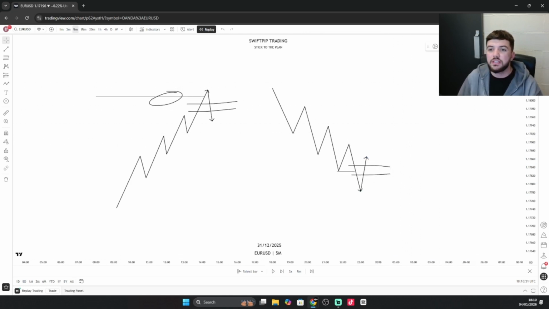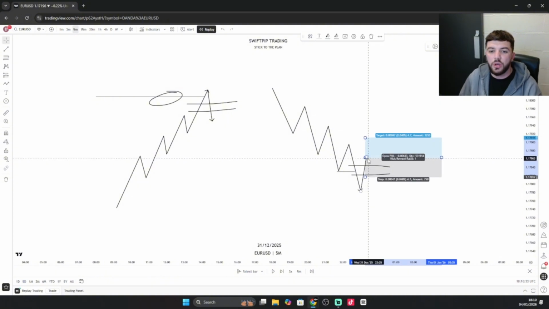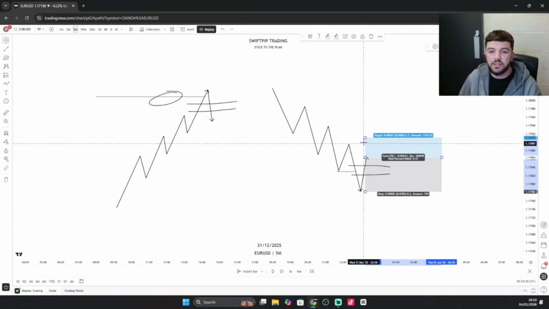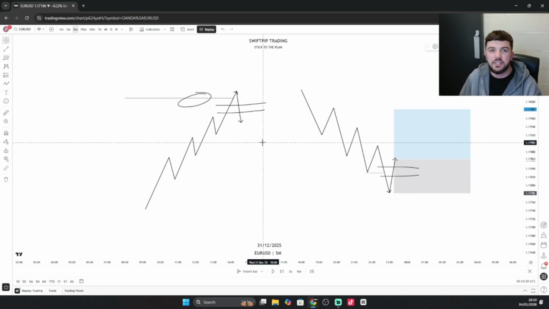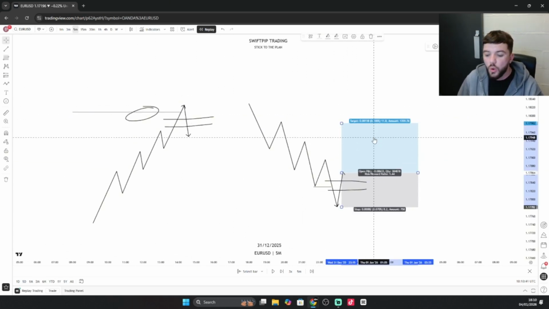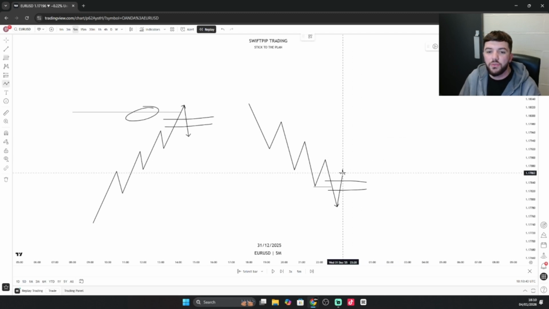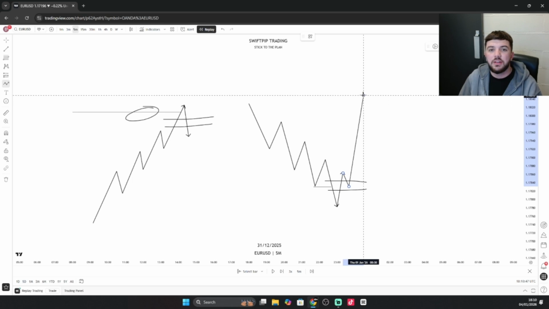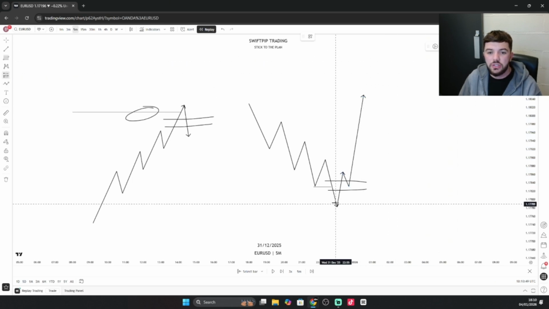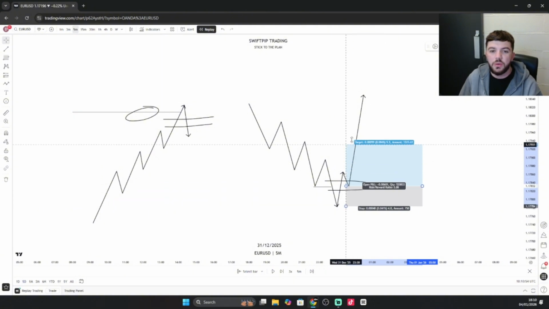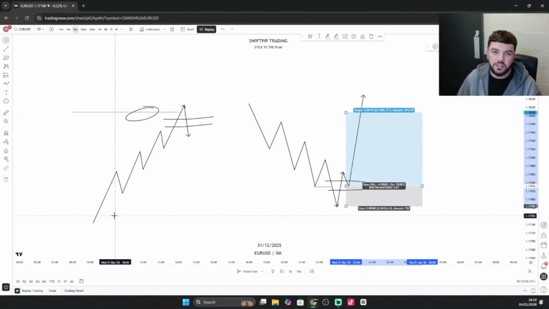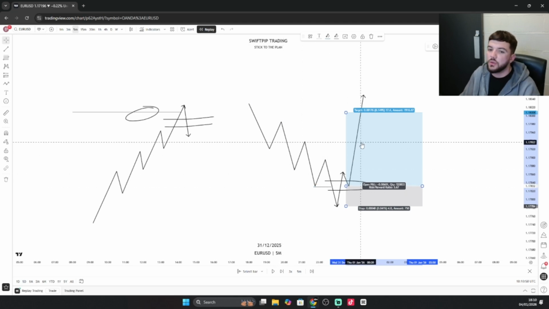Now for your entries, you'll either enter off the candle closure with your stops at that recent low, and then you can target this buy side liquidity or sell side liquidity, whichever way the market's going. Or you can wait for a retest back into that inversion fair value gap for it to then continue pushing higher. So you can set your orders, say 50% of the inverse, stops at the low, and then again target the buy side or the sell side, whichever you're moving. So there's two ways you can do it.